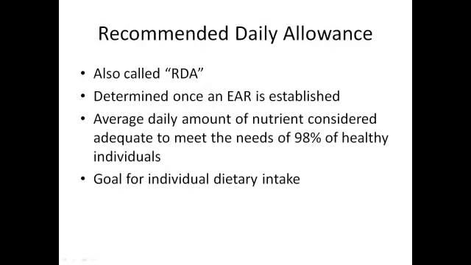Once an EAR is established and we know how much of a nutrient is needed to keep 50% of the healthy population in an adequate range, we can develop what's called an RDA, or recommended daily allowance. What happens is there's fancy math that occurs, and the average daily amount of the nutrient considered adequate to meet the needs of 98% of healthy individuals is developed, and that becomes the RDA. An RDA can actually be used as a goal for individual dietary intake.